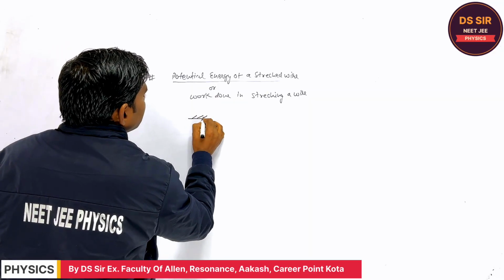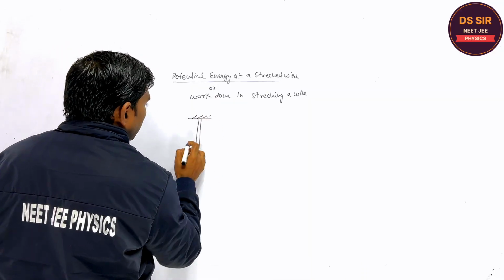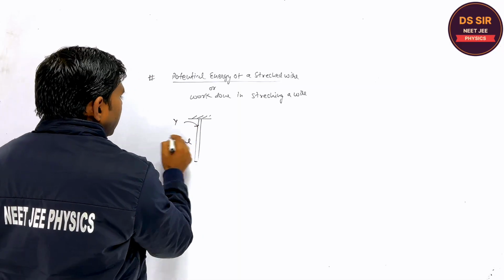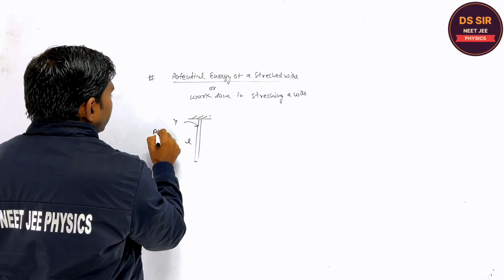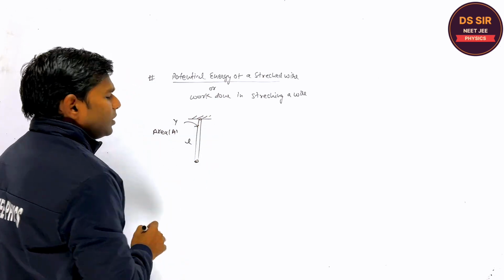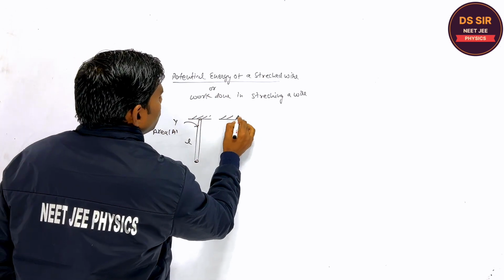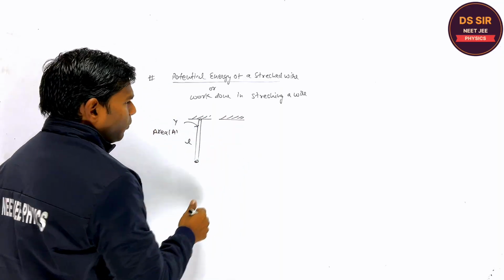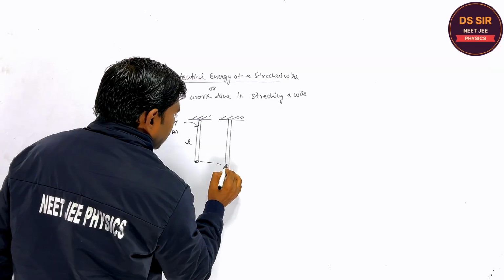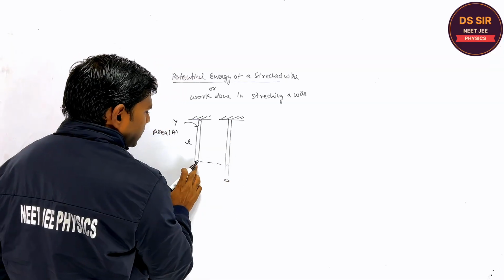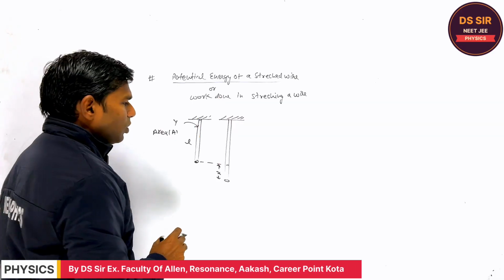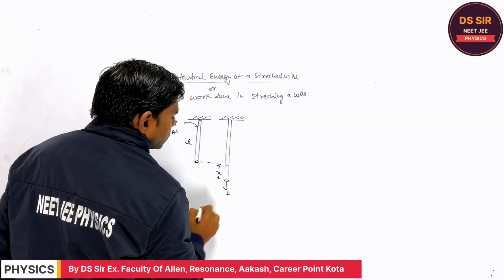Suppose initially there is a wire of length L. Its Young modulus is Y and the area of cross section is A. This is the area of cross section, this is A. So suppose you apply a force and the elongation becomes x now. Is it clear or not? And you are applying the force.